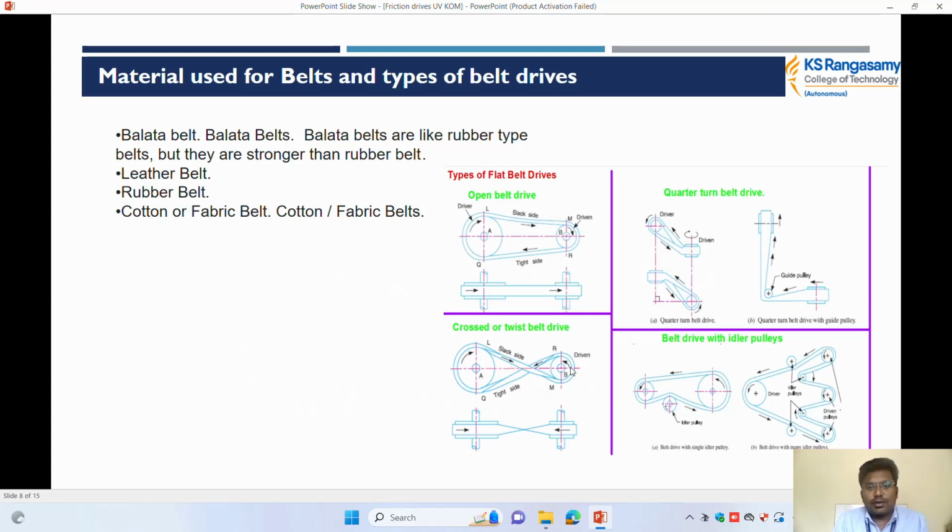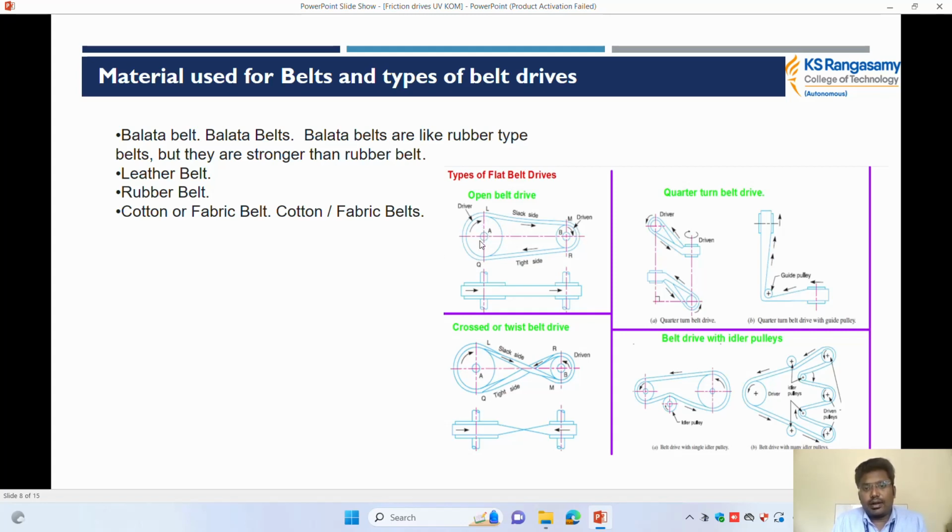Next are the types of flat belt drives. See that example, it is an open belt drive. You have to see the open belt drive. A is a driving pulley, B is a driven pulley. The driving pulley A has a high diameter, B is small. It is connected with the belt.